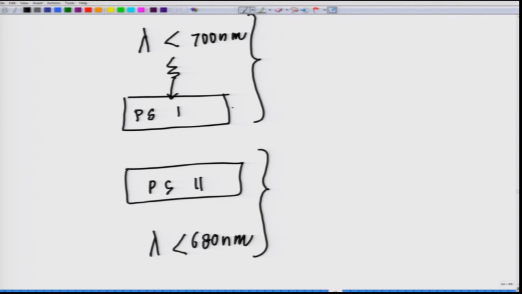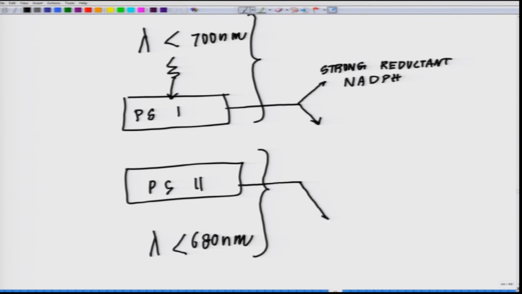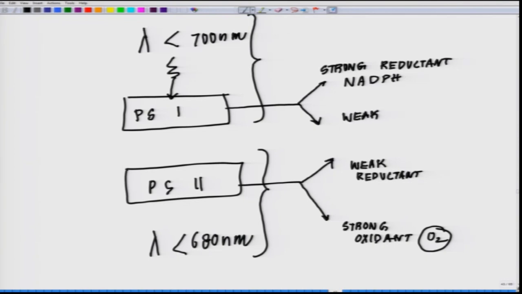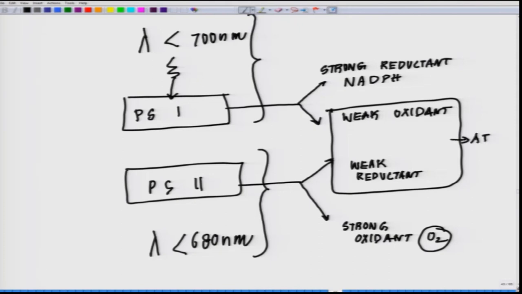Now, this photosystem 1 generates, and I will come to that, two things. One, it generates a strong reductant in the form of NADPH, whereas photosystem 2 on the contrary generates a strong oxidant in terms of oxygen, and both of them generate a weak oxidant and a weak reductant, and the weak oxidant and weak reductant is your ATP, adenosine triphosphate, the real key molecule which is governing it.